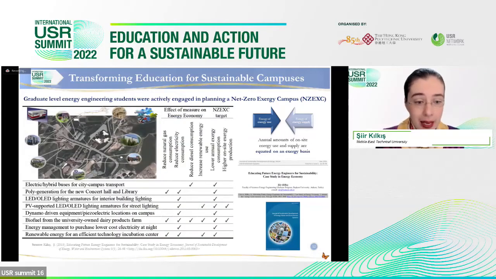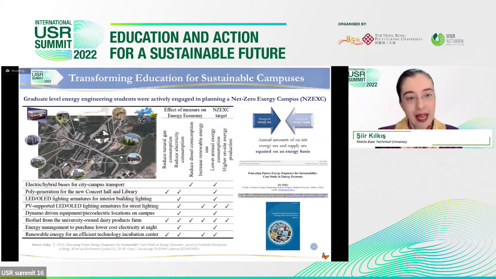And some of the ideas that the students generated through the semesters related to different forms of renewable energy on campus, relating to electrified transport, but also a tram for city campus transport, an innovative design for that, and also different renewable energy technologies and applications on different surfaces of the university. And we can see that there are different impacts in providing energy economy for the university.